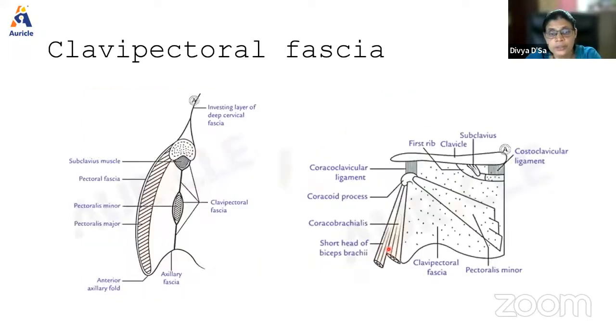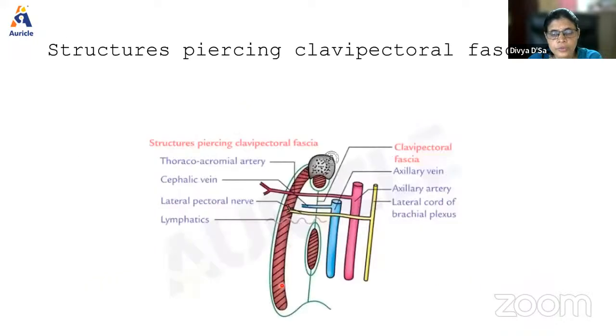Okay, so you can see here, it basically encloses two muscles, that is the subclavius and the pectoralis minor muscle. So what are the structures piercing it? Structures piercing it, you can remember with the mnemonic CLAP.